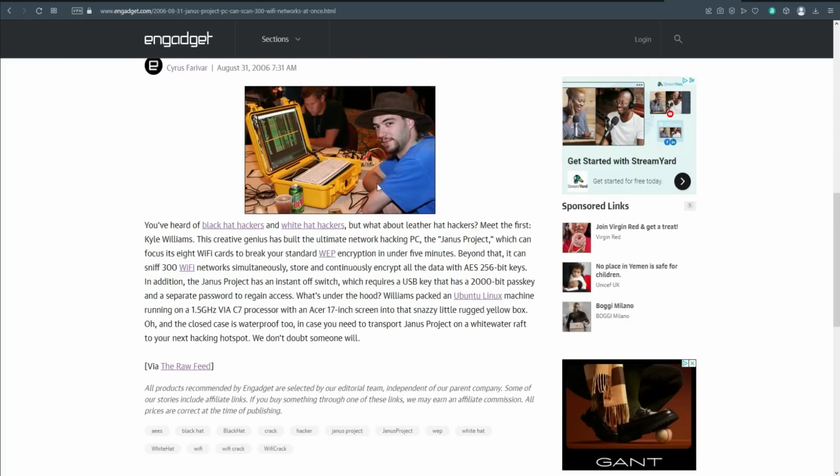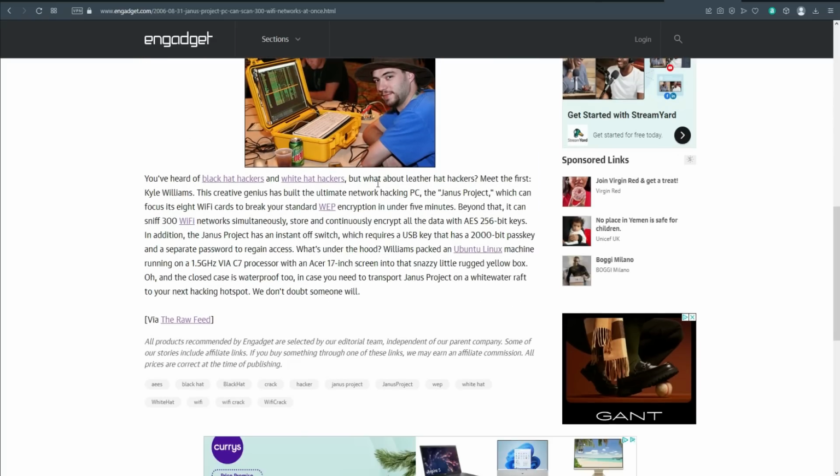A long time ago. You have heard of black hat hackers, white hat hackers, but what about leather hat hackers? Meet the first. Carl Williams, the creative genius, has built the ultimate network hacking PC, the Janus Project, which can focus its 8 Wi-Fi cards to break your standard web encryption in under 5 minutes. Beyond that, it can sniff 300 Wi-Fi networks, simultaneously store and continuously encrypt all the data with these 256-bit keys.